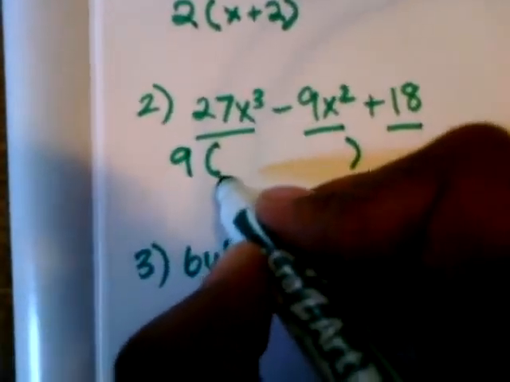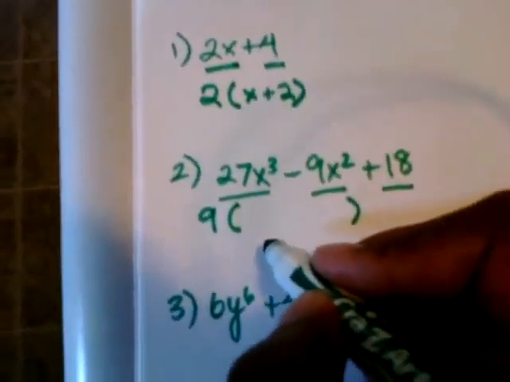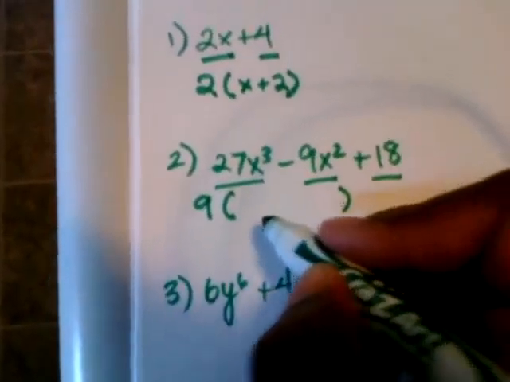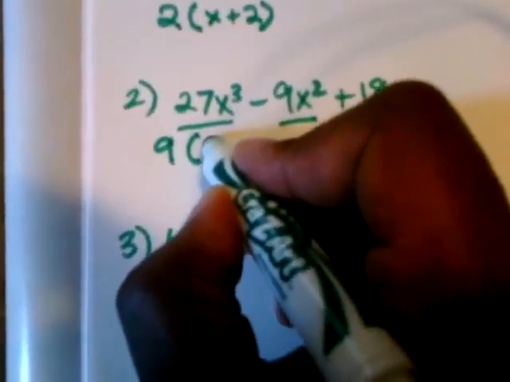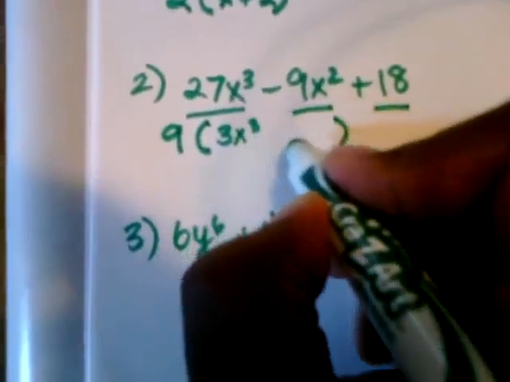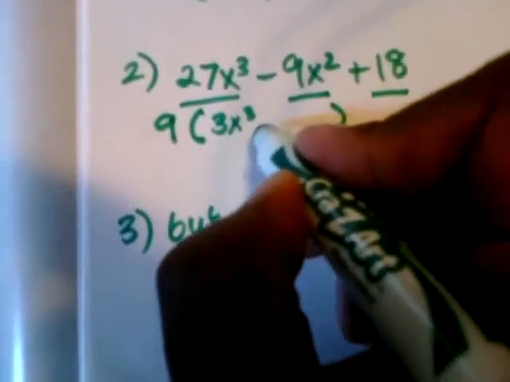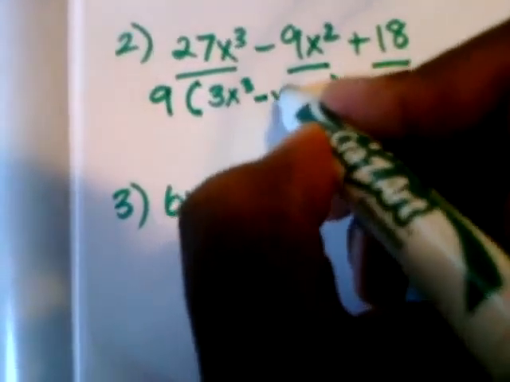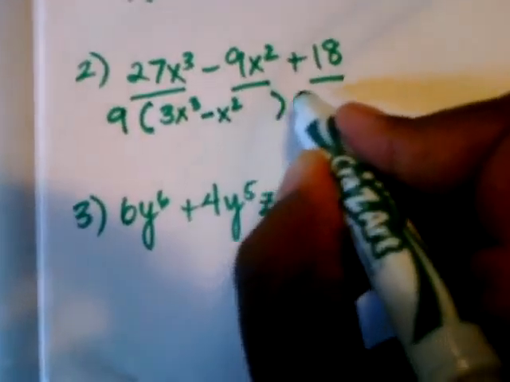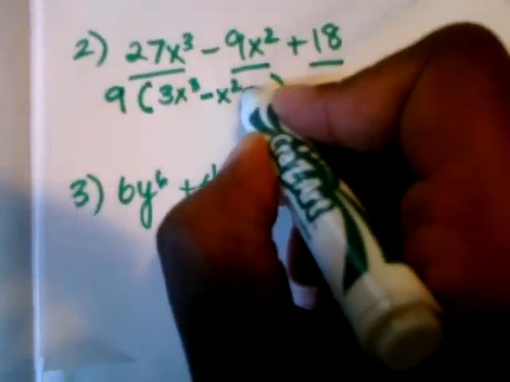If I take 9 out of 27x to the third, I'm going to have 3x to the third. If I take 9 out of negative 9x squared, I have a negative x squared. And if I take 9 out of 18, I have a positive 2.